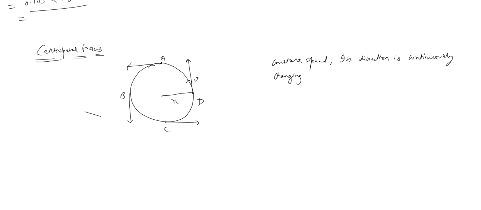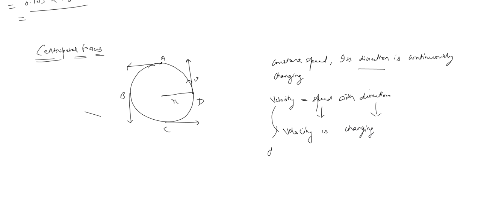And how do we define velocity? We define velocity as speed with direction. Even if speed is changing or direction is changing or both are changing, we can say that the object's velocity is changing. So in this case, direction is continuously changing. This means the velocity of the object is continuously changing. And change in velocity per unit time is acceleration. So change in velocity means the object is accelerating.